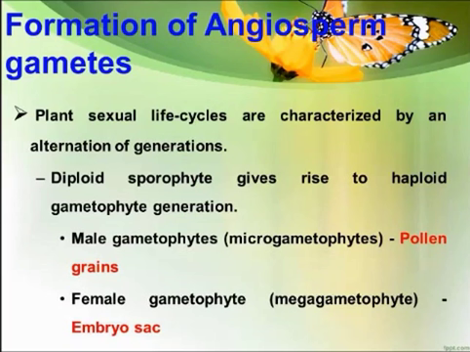First of all, let's discuss the different sexual stages in the life cycle of an angiosperm. The life cycle of angiosperms follows the alternation of generations. Now, what does this term alternation of generations mean? Here, in angiosperms, the haploid gametophyte alternates with the diploid sporophyte during sexual reproduction.